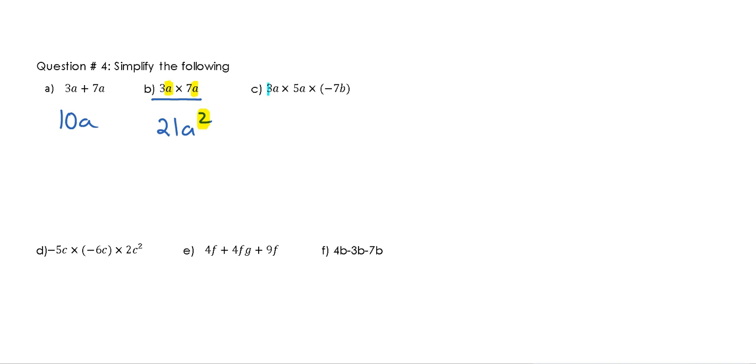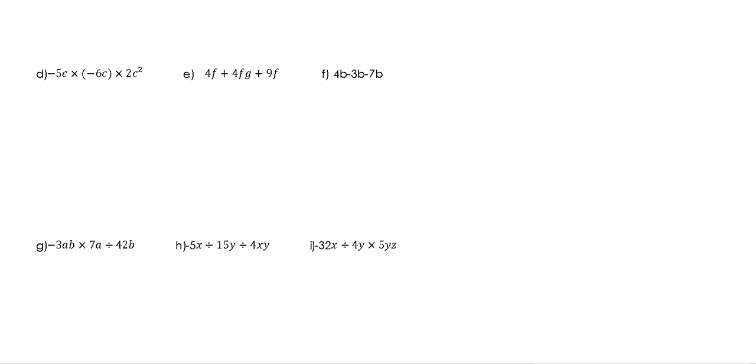Next one, I have a 3, a 5, and a negative 7. So 3 times 5 is going to be 15. 15 times negative 7 is going to be negative 105. Alright, so if you multiply all those blue numbers together, you should get negative 105. How many a's do you have? I have 2 a's, and since I'm multiplying them together, it should be a squared, and then the b would just come down. Alright, so that's it. Moving on.